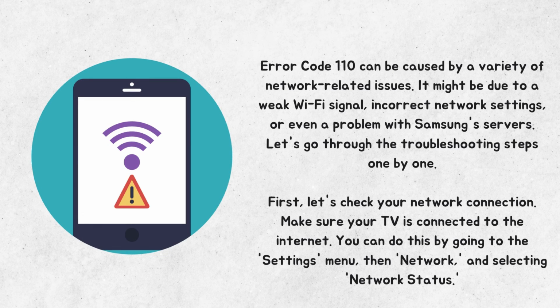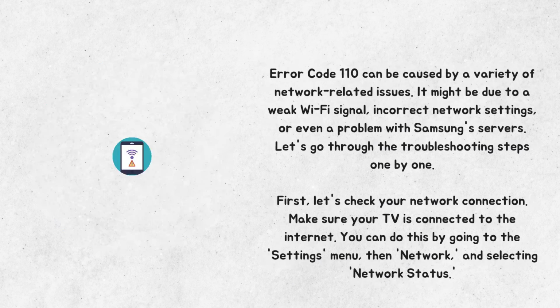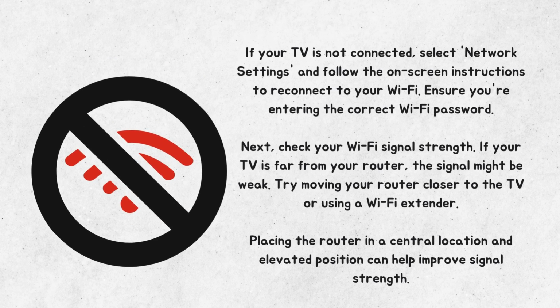First, let's check your network connection. Make sure your TV is connected to the internet. You can do this by going to the Settings menu, then Network, and selecting Network Status. If your TV is not connected, select Network Settings and follow the on-screen instructions to reconnect to your Wi-Fi. Ensure you're entering the correct Wi-Fi password.